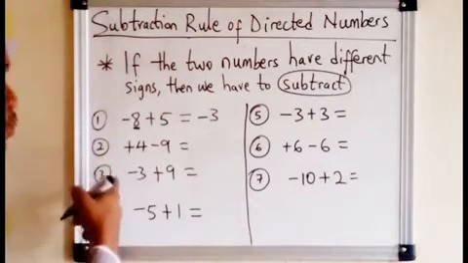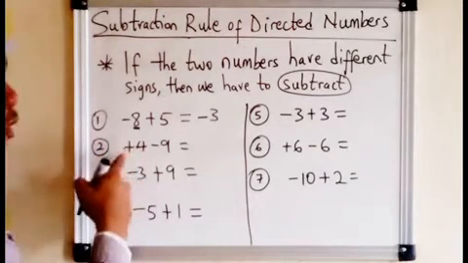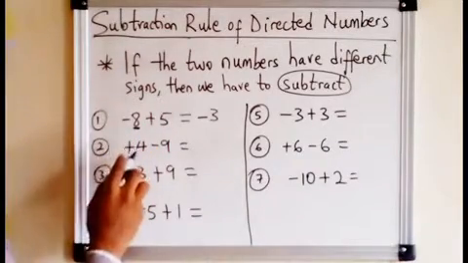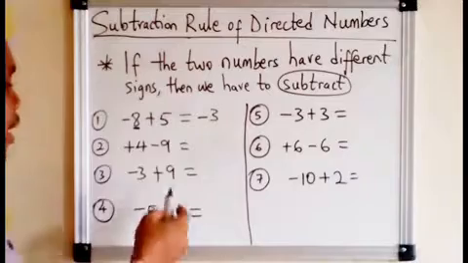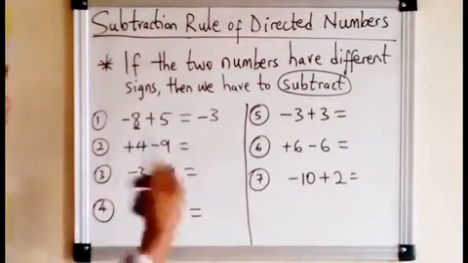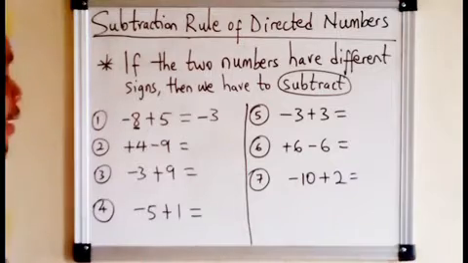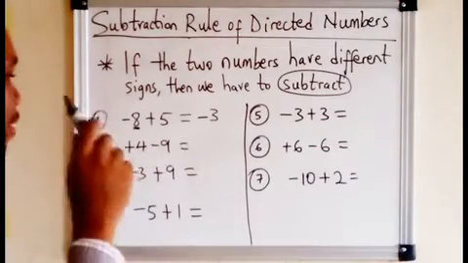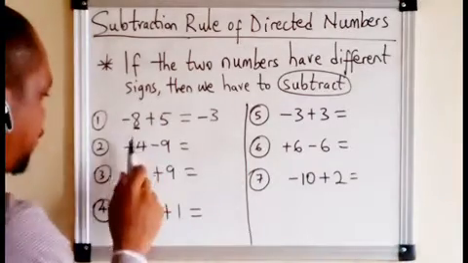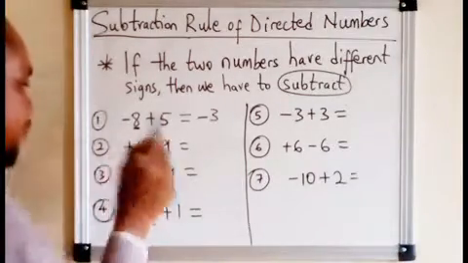So see number 2. In number 2, we have plus 4 minus 9. 4 is carrying a plus while 9 is carrying a minus. They are carrying different signs. And so the first thing we do is to identify the bigger number. 4 and 9. 9 is bigger than 4.